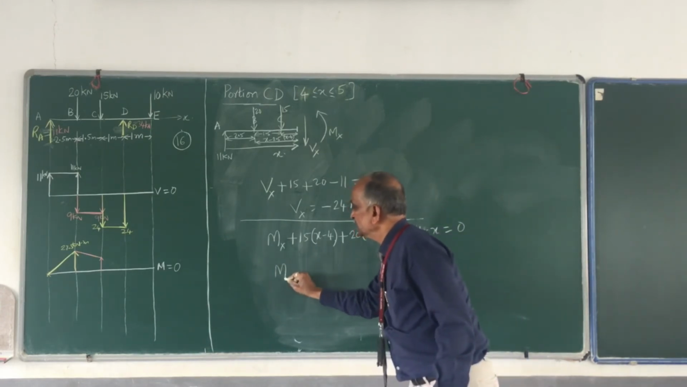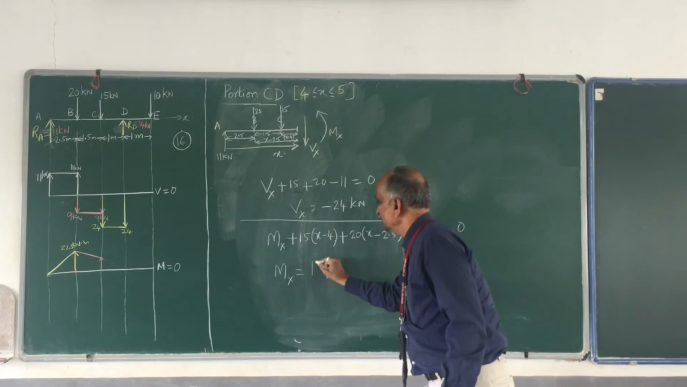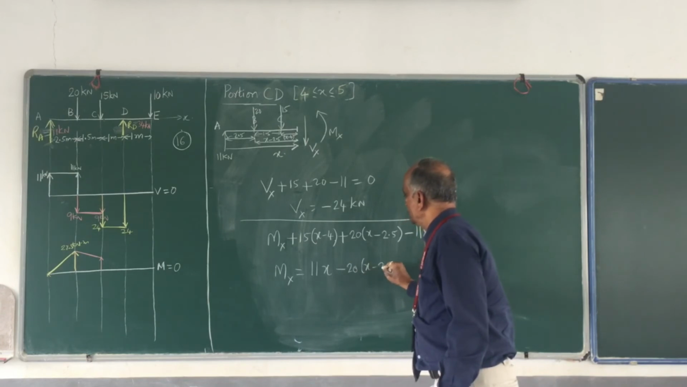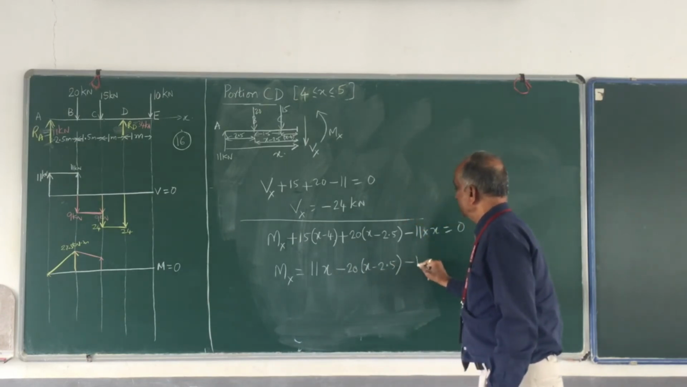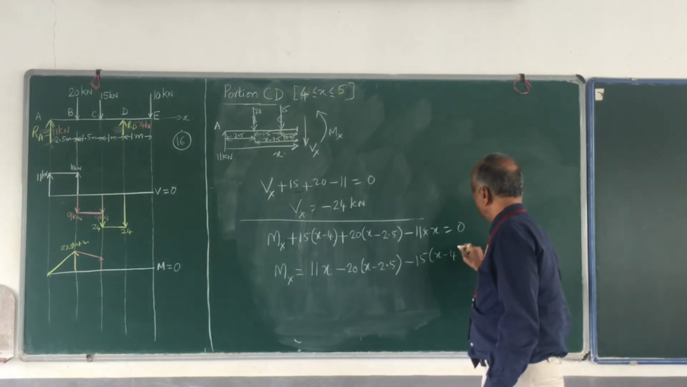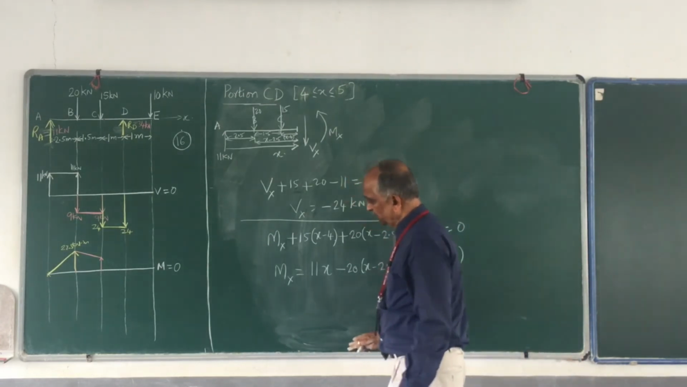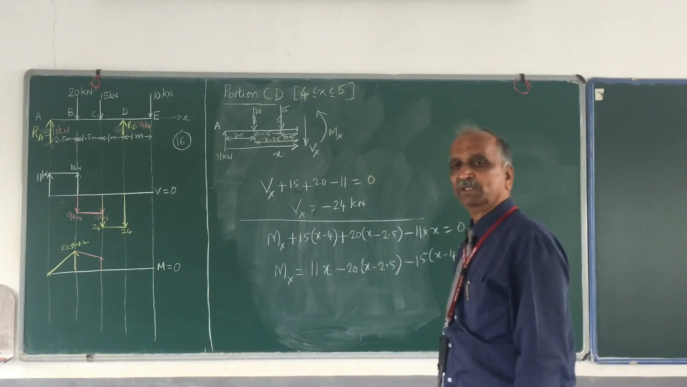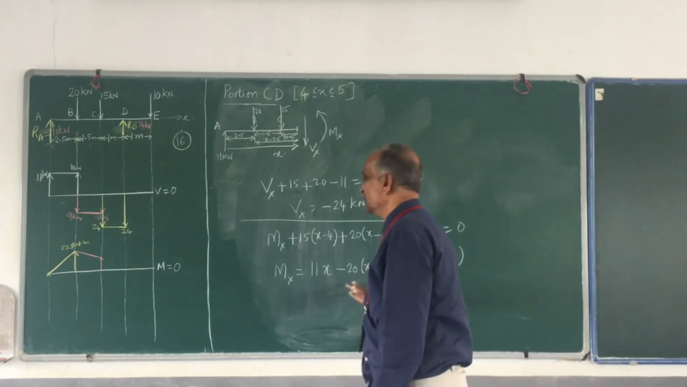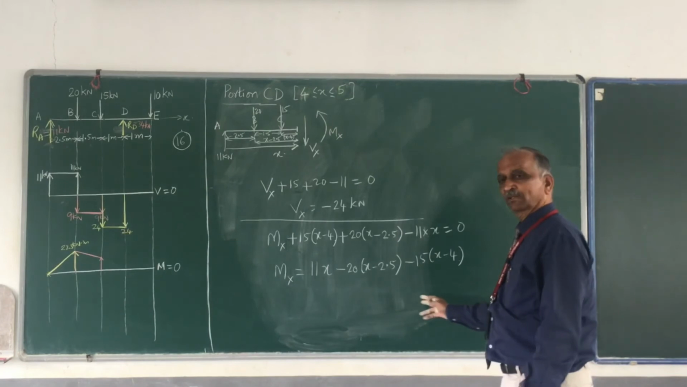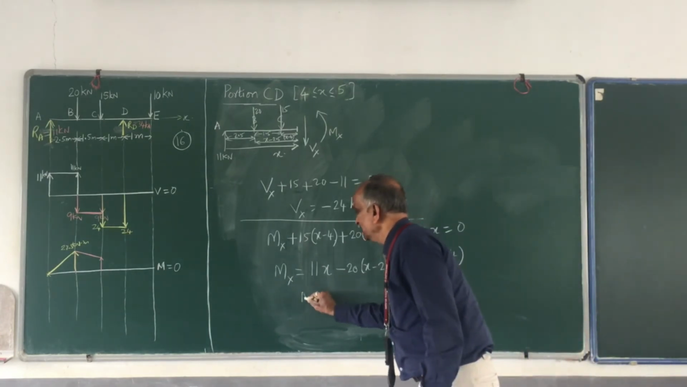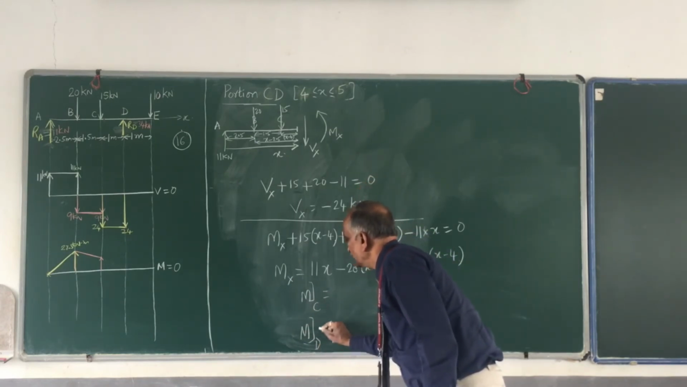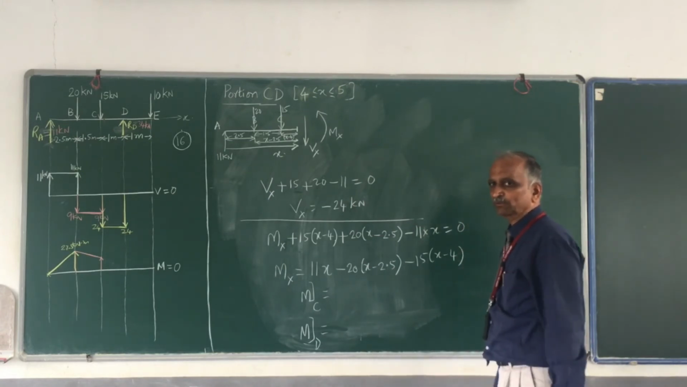So therefore Mx is equal to 11x minus 20 into (x minus 2.5) minus 15 into (x minus 4). Observation: bending moment is not constant between the portions C and D. It is varying between C and D, according to a straight line, linear. Very simple. Bending moment at C and bending moment at D: two points, you join them, and then you will get the bending moment for that portion.